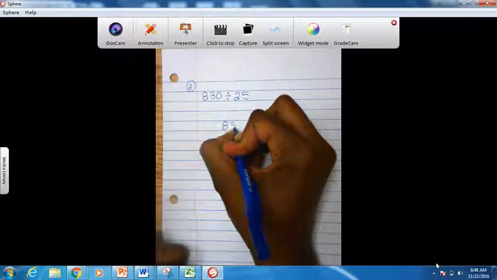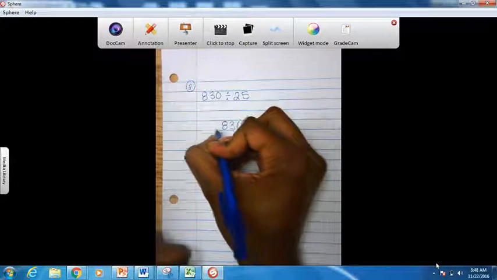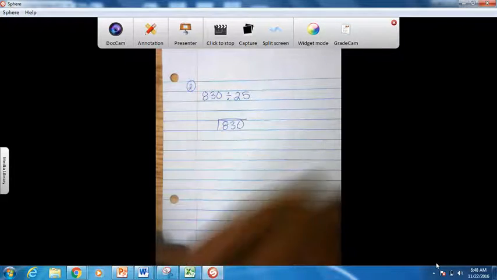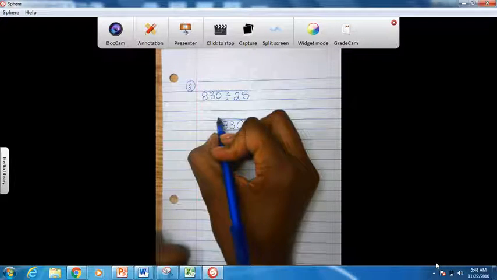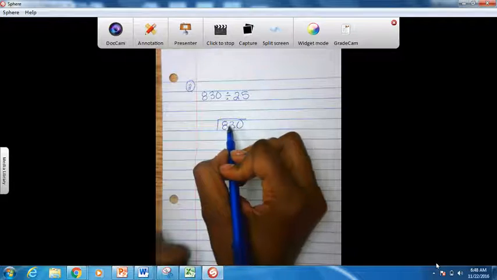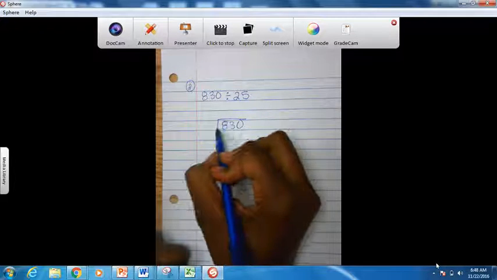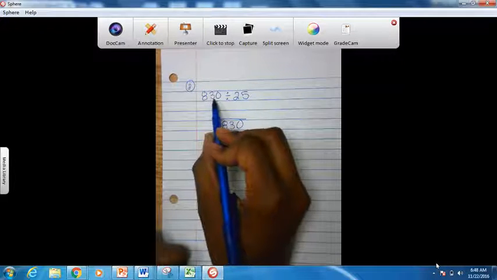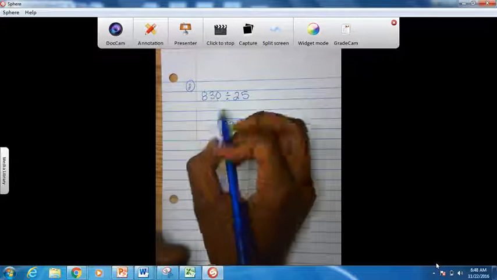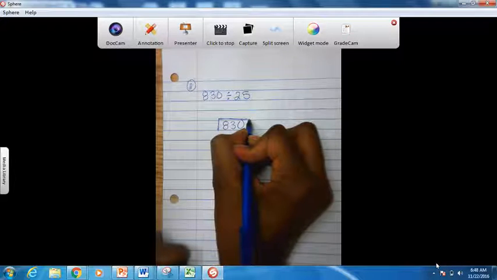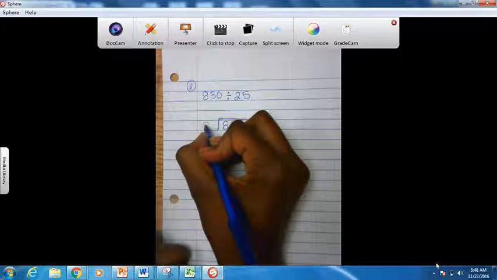830 divided by. And I literally say that as I'm making my house. That lets me know that the number that's inside of this division symbol is the number being divided. So 830 divided by what? 25.